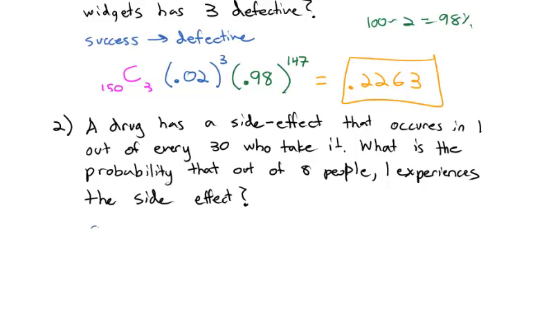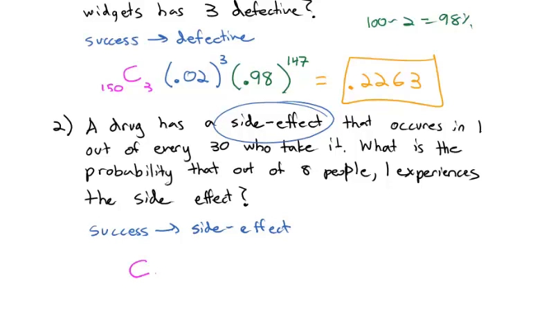So just being really clear, what are we defining as success in this problem? What we're interested in, what we're looking at, is the side effect. So that is considered a success for the sake of this problem. So we're going to do a combination to account for all the different orderings of this side effect. There are 8 people. We're going to choose 1 of them to experience the effects. The probability of having the effect is, we know it happens in 1 out of every 30. So we're going to say the probability is 1 out of 30. And we want that to happen to 1 person.